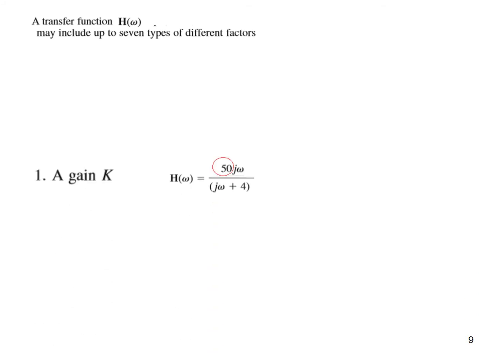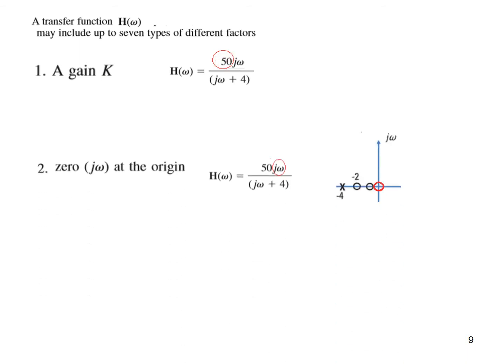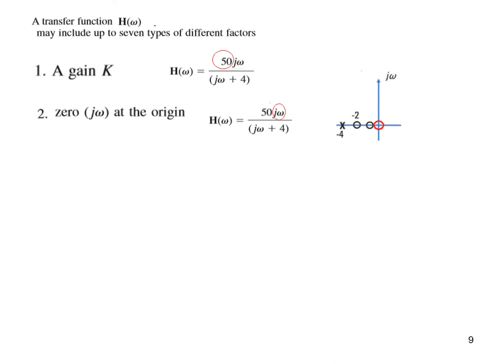Now, a transfer function may include several types of terms. It may have a constant gain K, like shown here; 50 is a constant gain. It may also have a zero at the origin, so J omega. As we discussed, the terms in the numerator are the zero factors. So if J omega is made zero, that means there will be a zero at the origin. So this is one possibility, that the transfer function will contain J omega in the numerator.